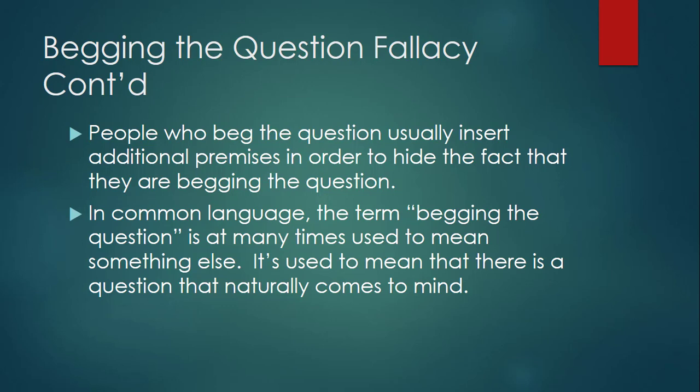And in order to hide the fact that they're committing this fallacy, they'll insert many premises into their argument, so that there's many things that your mind has to keep track of in their particular argument, such that since your mind is so busy keeping track of all these various premises, many people will not be able to see that this person is begging the question. So they try to hide the fact that they're begging the question by inserting additional premises.